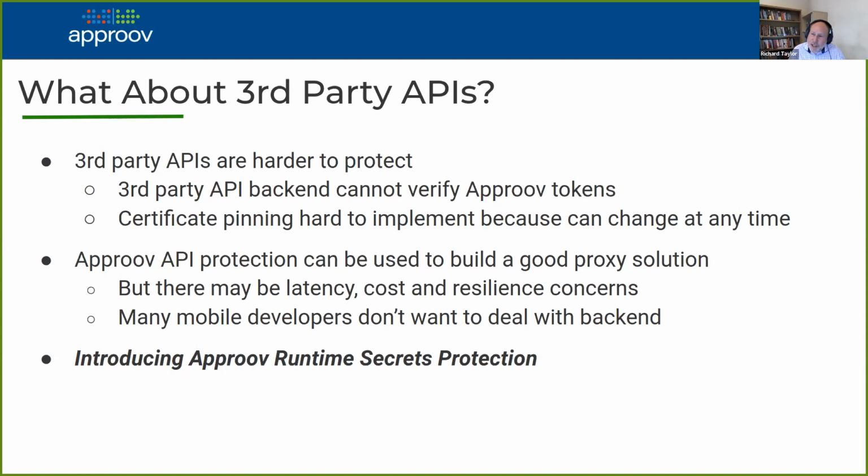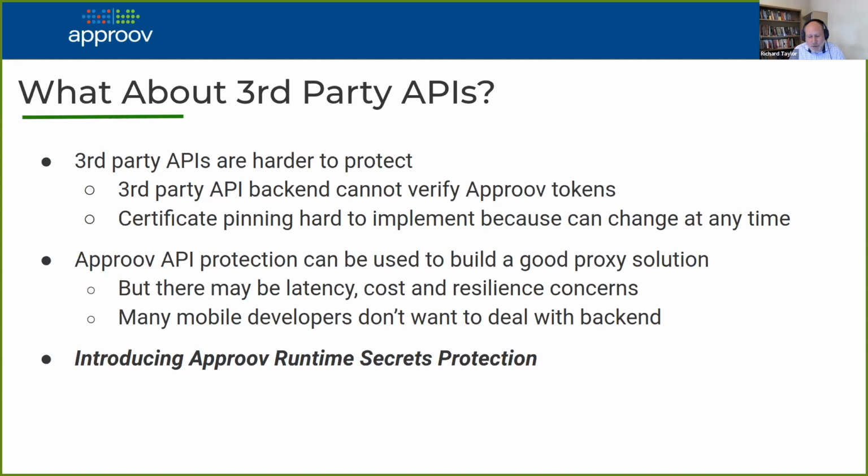And also the certificate pinning part can't be added so easily, because certificate pinning is essentially saying, I am expecting this very particular certificate on this backend API. And if it's a third-party API, you're not controlling that. So it could change at any time. So you really can't pin against that kind of API backend.